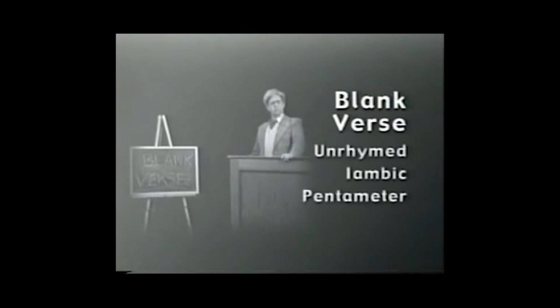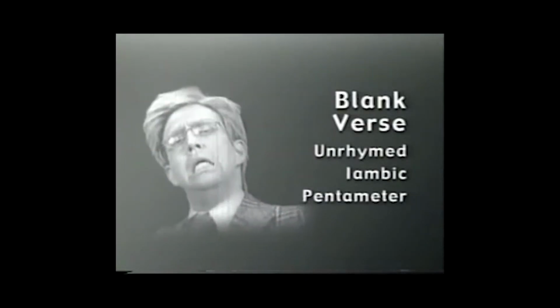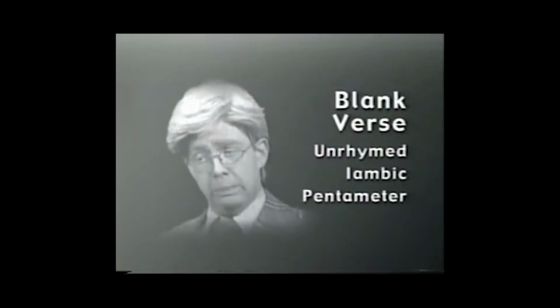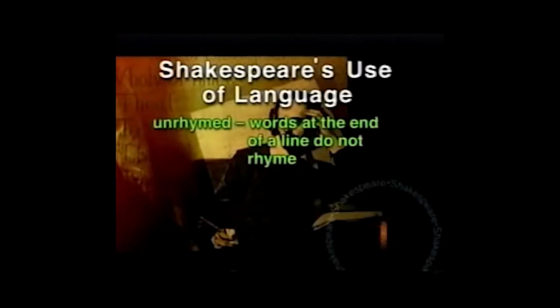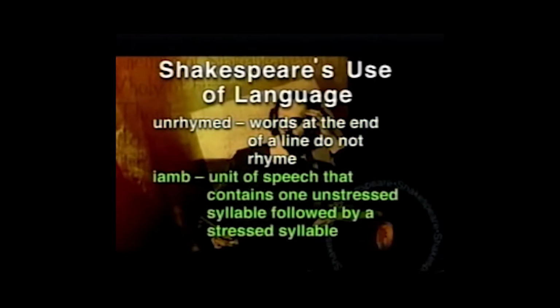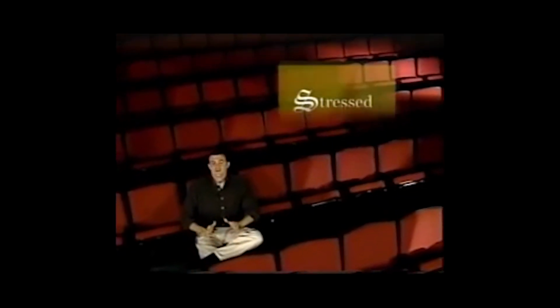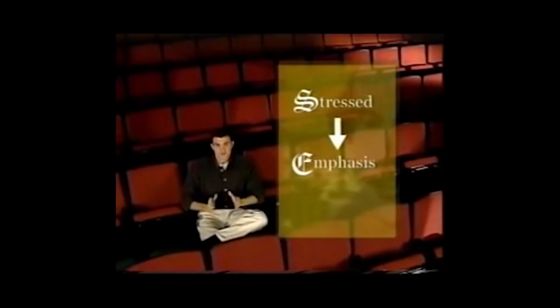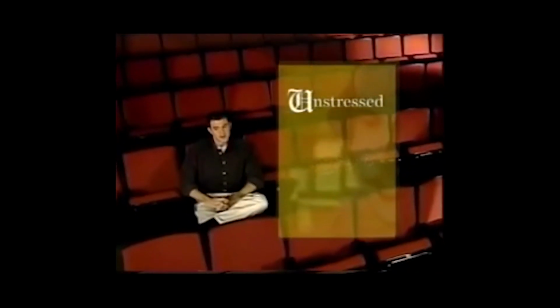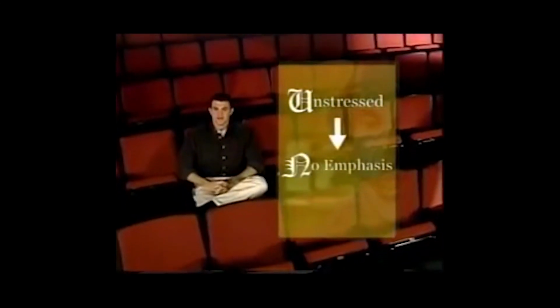The poetry Shakespeare wrote for his plays was in blank verse, a form that usually uses a metrical pattern known as unrhymed iambic pentameter. Though this is a complex term, the concept is fairly straightforward. First off, unrhymed just means that the words at the end of the line don't rhyme. Now, an iamb is a unit of speech that contains one unstressed syllable followed by a stressed syllable. A stressed syllable is one we place emphasis on when we speak, and quite logically, an unstressed syllable is one we don't place emphasis on.